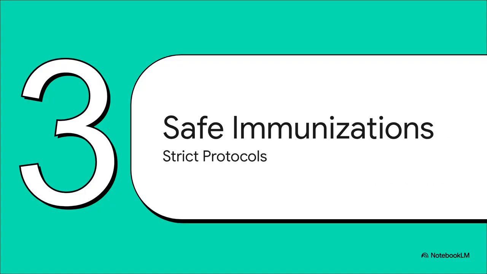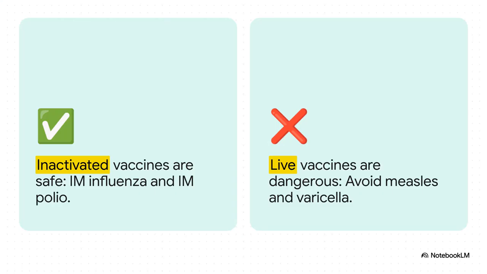All right, Section 3, safe immunization protocols. Once we have a diagnosis, our nursing interventions have to be incredibly precise. Guys, this is a massive NCLEX alert. If a child has symptomatic HIV infection or severe immunosuppression, you must completely avoid live virus vaccines. No live measles, no varicella, no rotavirus. It's just way too dangerous.